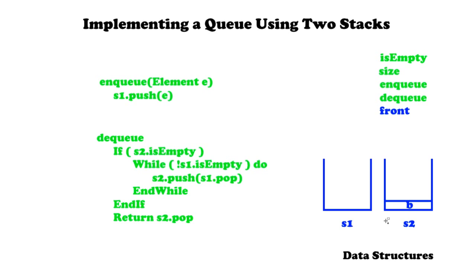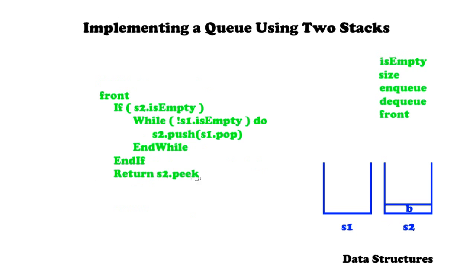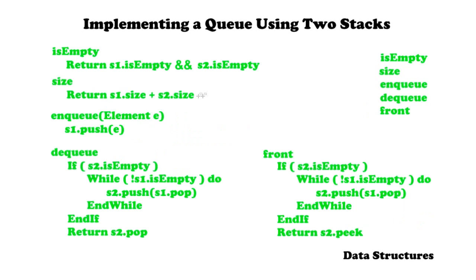Then let's have a look at the last method that we need to implement, which is front. And this is nothing special. It's quite similar to dequeue, because all that's changed here is that instead of popping something off S2, we're going to peek. So we're simply going to return the element that's on top of stack 2 instead of removing it, and therefore front returns the element that's at the front of the queue. So now we've implemented all methods that are needed for a queue. Just as a summary, here are all the methods that are needed, and we've implemented them all.